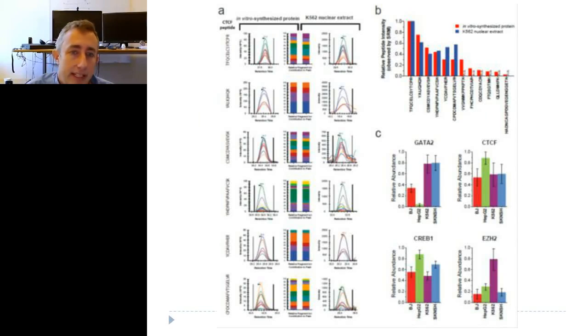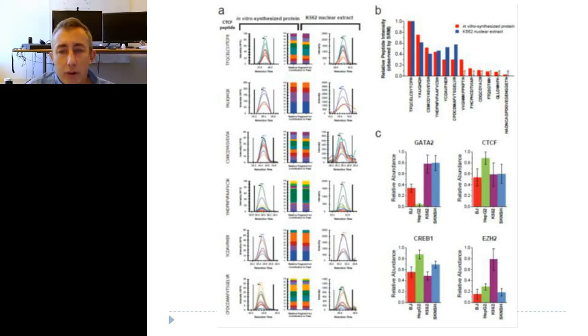We measured some of these things in the in vitro synthesized proteins. We also measured them in the nuclear extract. And while the data from the nuclear extract was a lot noisier and had substantially more interference, these peptides eluted at the same retention time and had a similar fragmentation pattern. We can get a lot of information about the tissue-specific expression of individual proteins like GATA2.